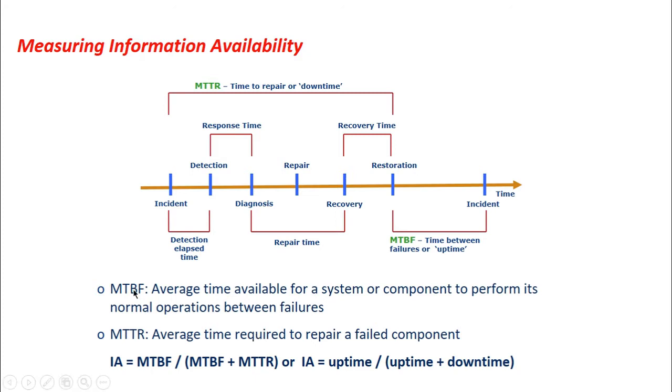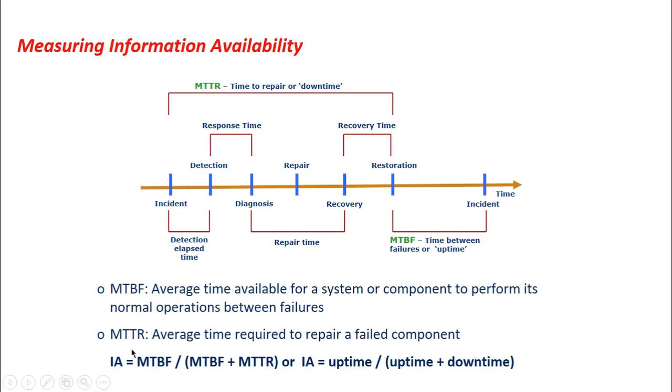Mean time between failures, or MTBF, is the average time available for a system or a component to perform its normal operations between the failures. It is a measure of a system or component's reliability and is usually expressed in terms of hours.